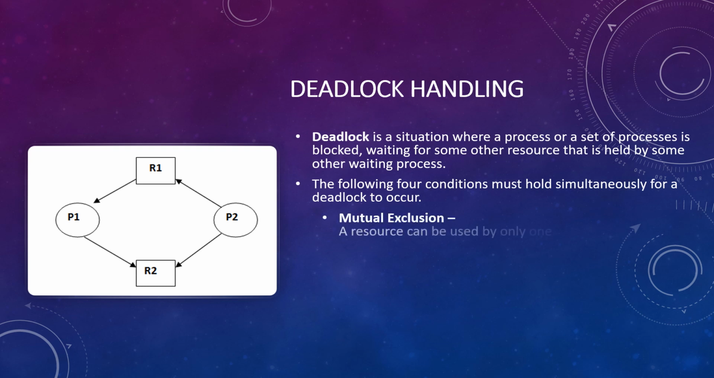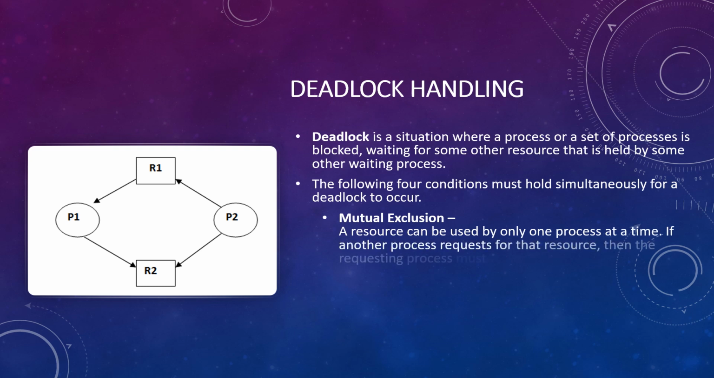Mutual exclusion. A resource can be used by only one process at a time. If another process requests that resource, then the requesting process must be delayed until the resource has been released.